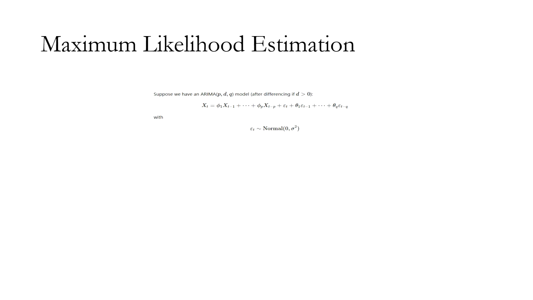So the maximum likelihood estimation, we see an ARIMA model, PDQ after differencing, right? We saw that formula earlier, that's the ARIMA model. And then we take the likelihood for the residuals, right? If we have all the residuals, ET, the likelihood would just be the joint Gaussian density, where ET depends on the AR and MA parameters.